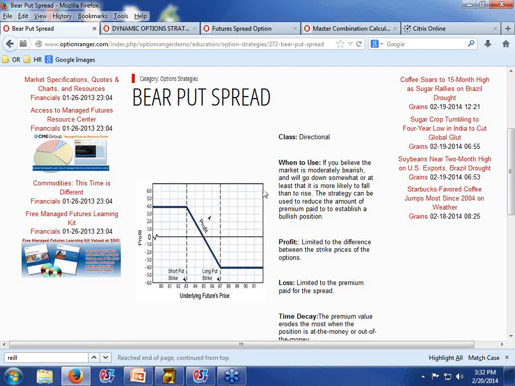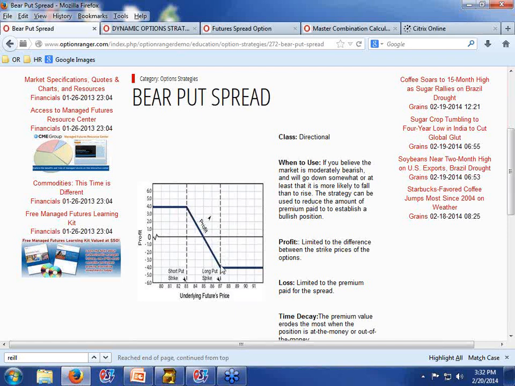This again is a model that has been out from the exchanges, in this case on bear put spreads, and it gives you the particulars: the long put, which is the put that you buy, with the strike price. You have all those terms defined. The put that you sell with a strike price, and then you see where your profit range is.